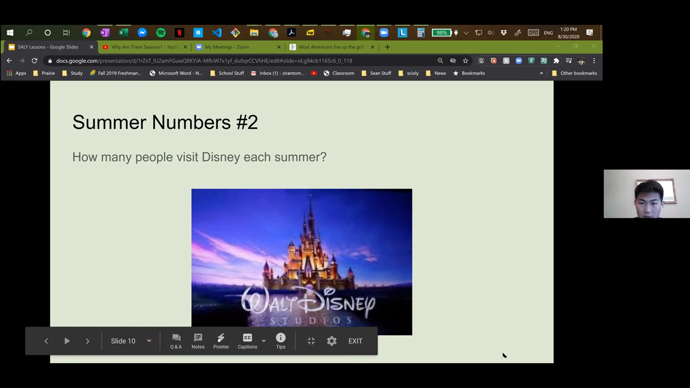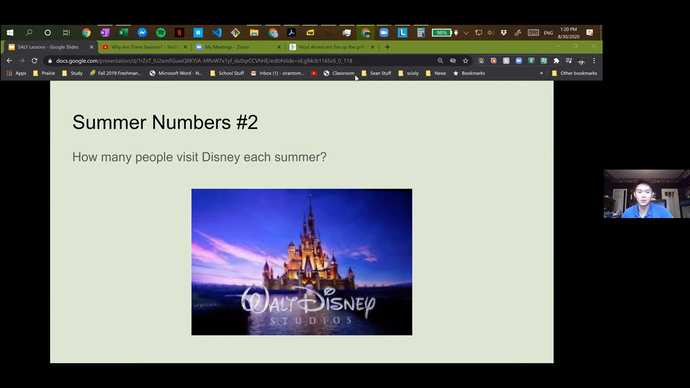You can end the poll. All right. So a lot of you guys thought it was 84 million, but actually the correct answer is 39 million. Each month during the summer, Disney gets about 13 million visitors. So over the course of the 3 months of summer, there's approximately 39 million people who visit Disney each summer, which is really quite a lot.